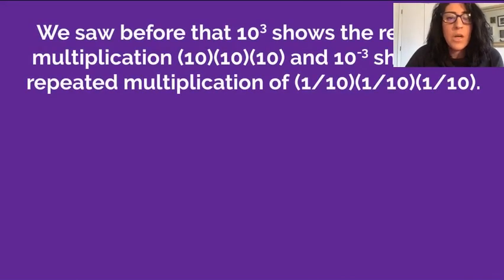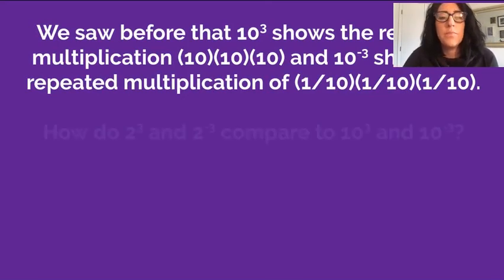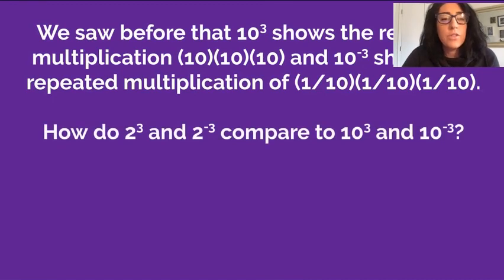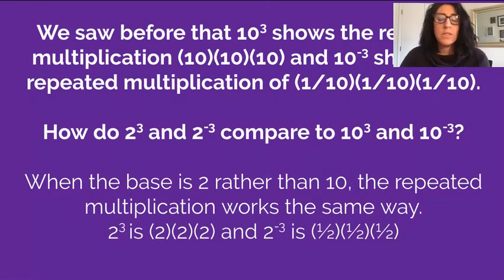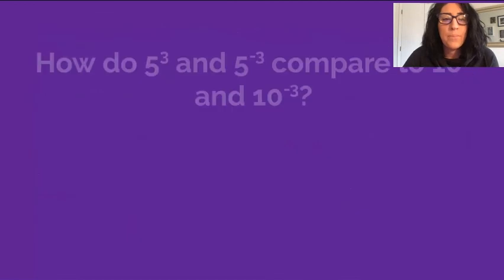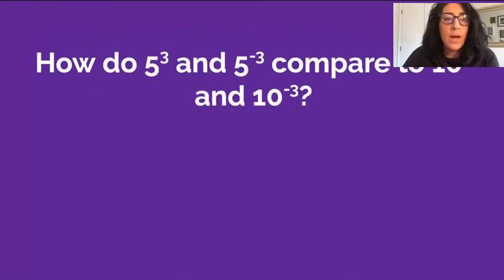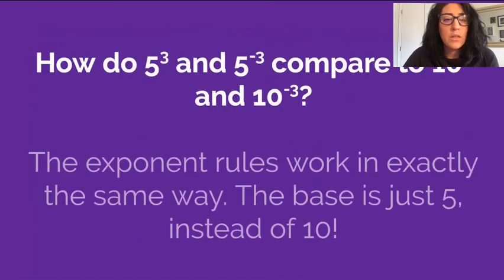In summary, we saw before that 10 to the third shows the repeated multiplication and 10 to the negative third shows what's listed here. How does 2 to the third and 2 to the negative third compare? We would now say we're doing 2 times 2 times 2 versus 10 times 10 times 10, and then a half times a half times a half versus a tenth times a tenth times a tenth. So how do these compare here?